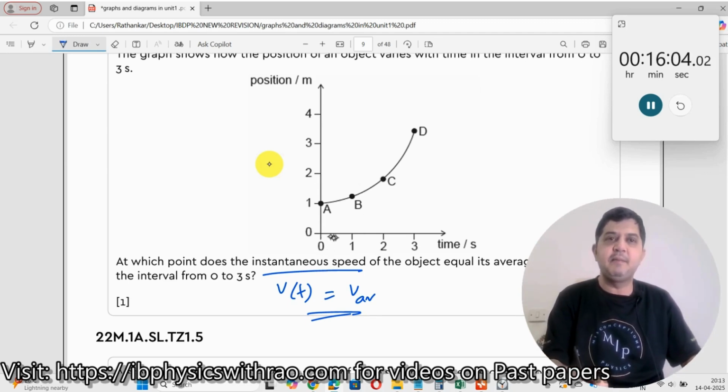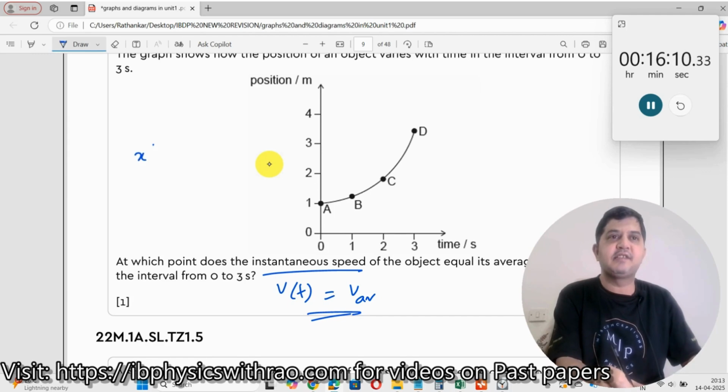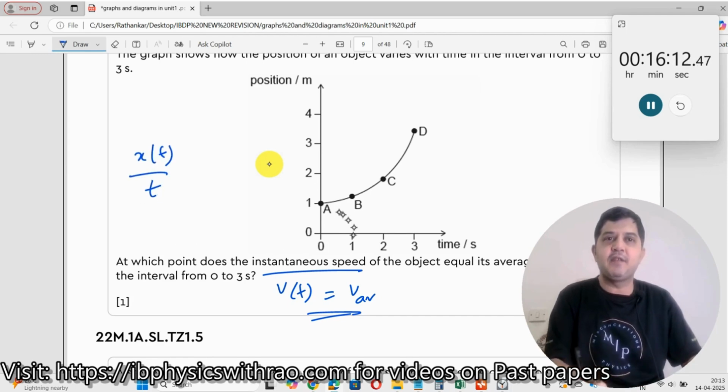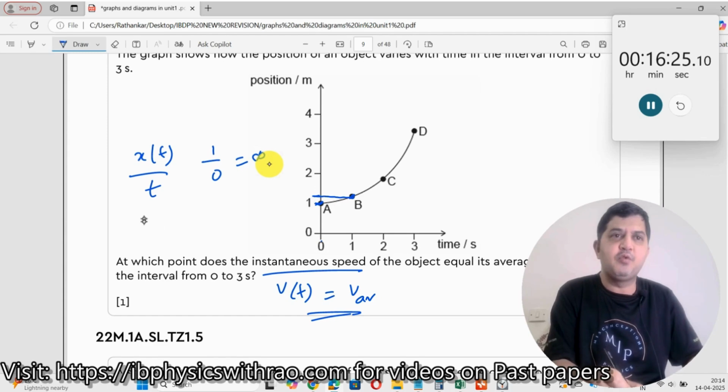Instantaneous speed is nothing but the speed at that instant, which you can take as the positional coordinate x of t divided by the time taken. For example, if I take a point here, the position is 1 and the time is 0, which gives infinity. If I take some value over here, this could be 1.2 divided by 1 second. I can get some value. This is your V of t.